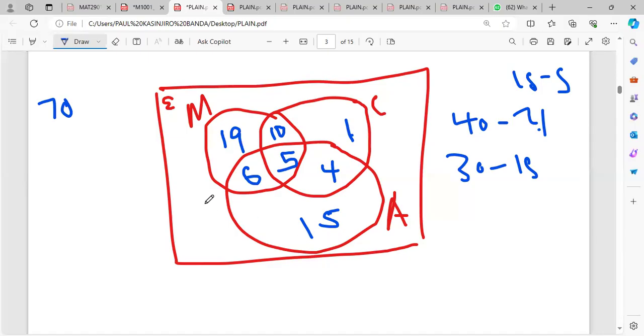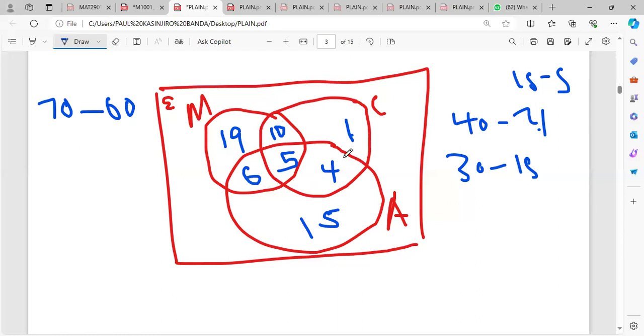I have a question. Why, for asthma, you added 10 and 15? Like for the asthma patients, are you not supposed to be adding 6 and 5 and 4? Oh, that gives us 15. Okay, never mind. Yes, it gives us 15. Got it.